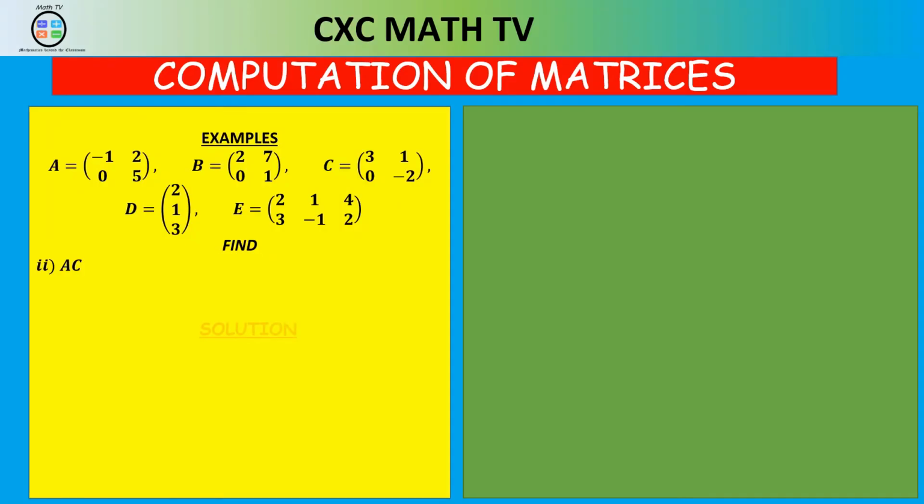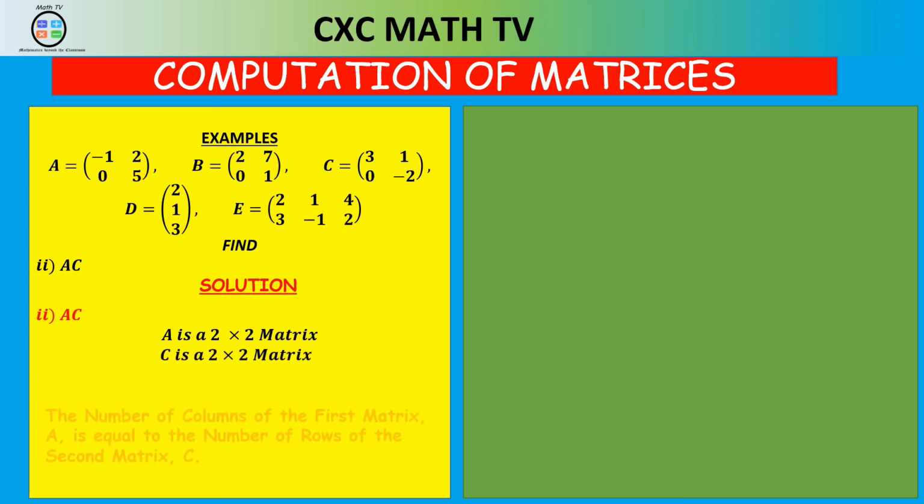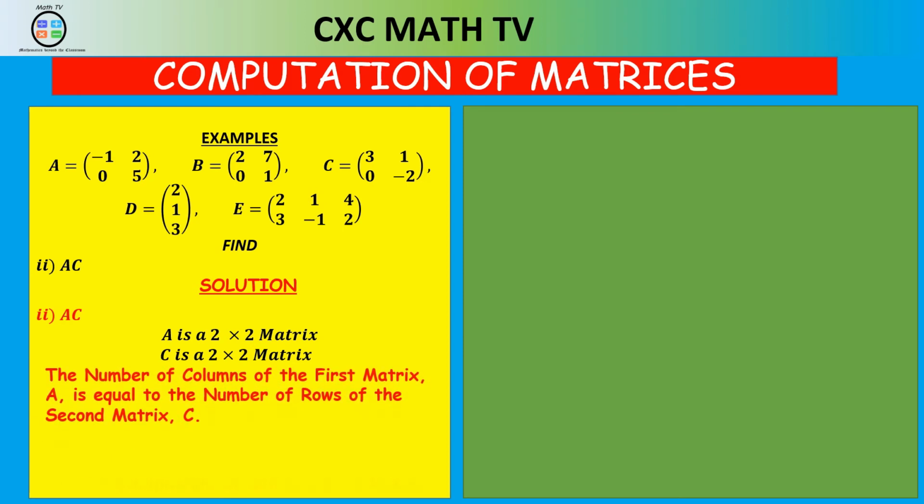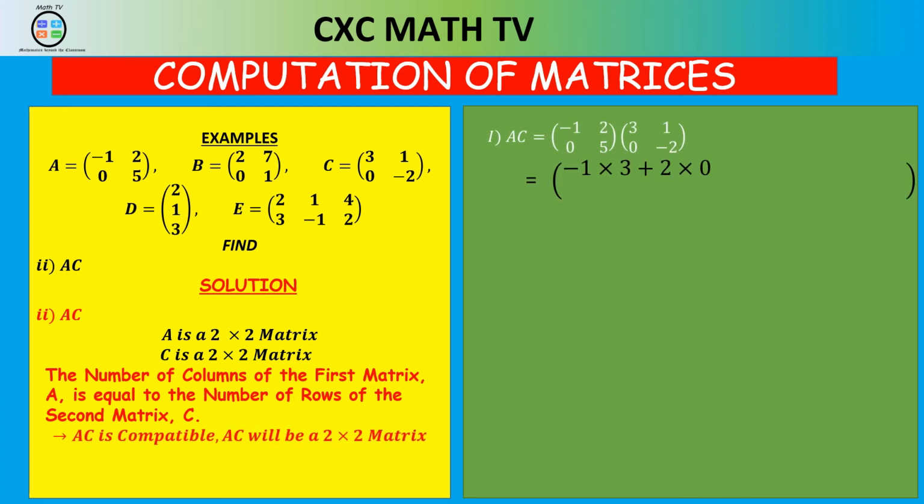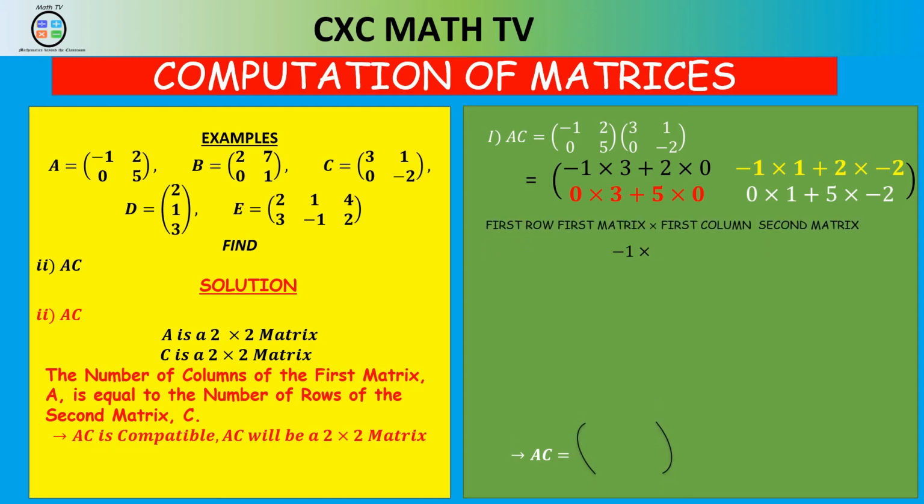As you would have paused and attempted, we would say that A is a 2 by 2 matrix and C is also a 2 by 2 matrix. And so we note that the number of columns of the first matrix is equal to the number of rows of the second matrix, both being 2. And so A times C is compatible and the resulting matrix will be a 2 by 2. Cool. So we need to work out first row of the first matrix times first column of the second matrix. I would put that in black. Negative 1 times 3 plus 2 times 0, which is negative 3. So that's the first element in the product matrix, A times C.